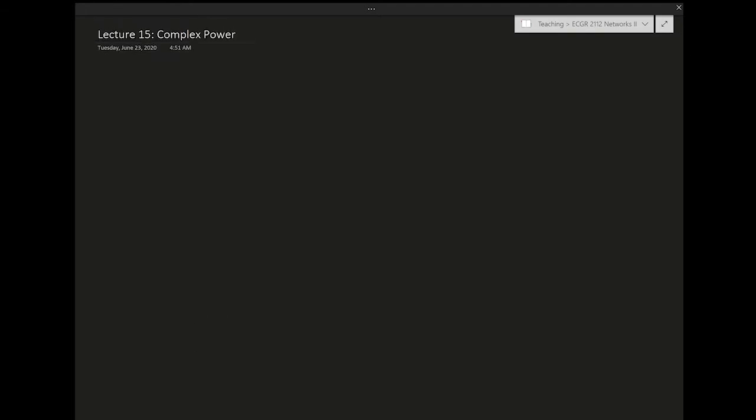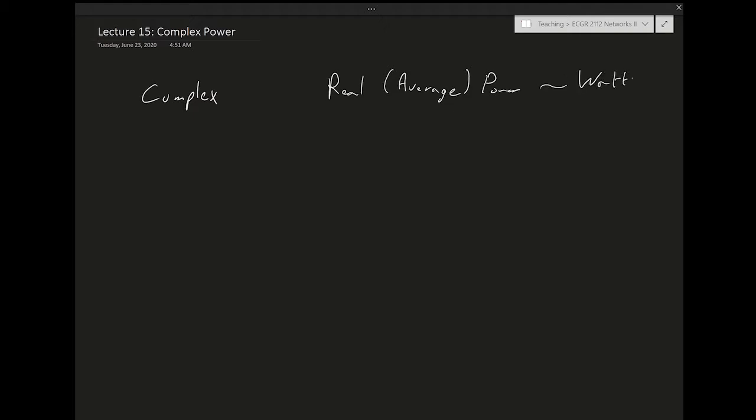Hello everyone. In today's lecture we will introduce the concept of complex power. Up to this point we are familiar with the concepts of real power, or average power. Average power is what we call real power, and it has units of watts. VA is the typical unit of apparent power.